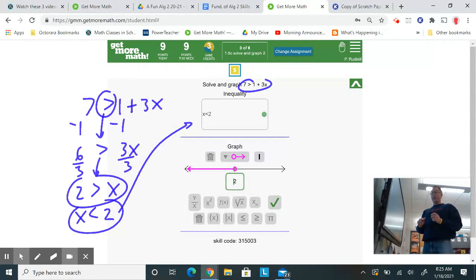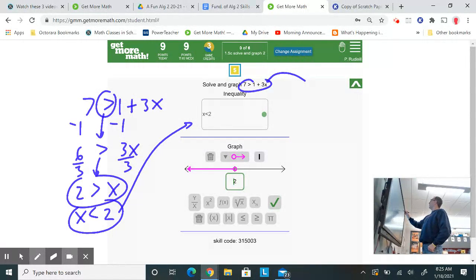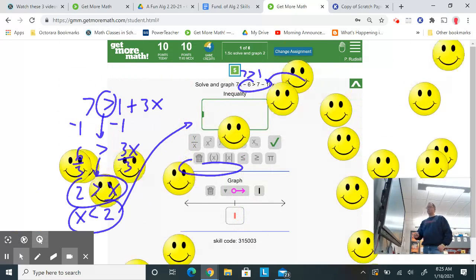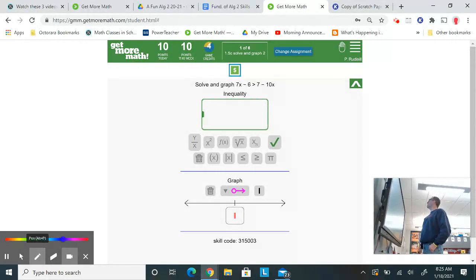So before I hit that green check, I think to myself, if I put a 0 right in here, 3 times 0 is 0. 1 plus 0 is 1. Is 7 greater than 1? Of course it is. So that means 0 would work. Any numbers on that side would also work. So I'm pretty confident when I hit that green check, I should have it correct. Erase my marks. Let's go to the second one.